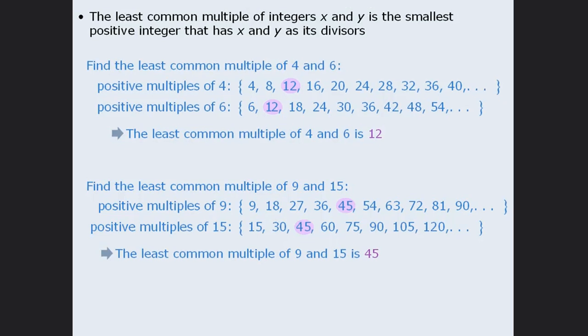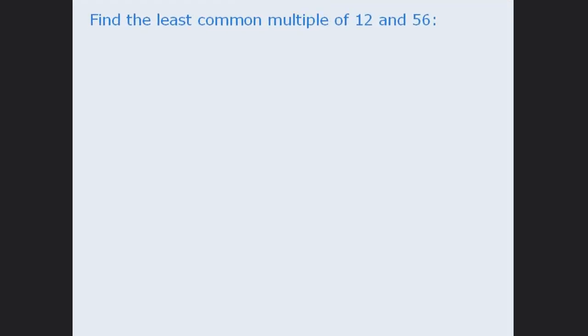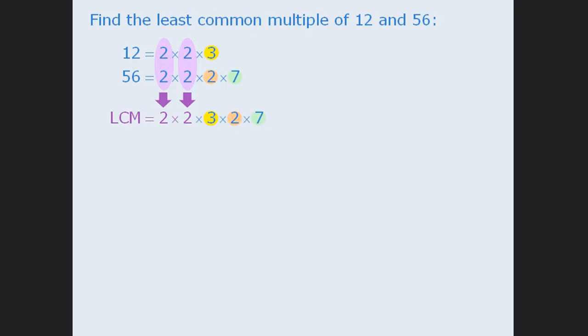Now let's examine another technique for finding the least common multiple. To demonstrate this technique, we'll find the least common multiple of 12 and 56. For this technique, we'll first find the prime factorization of 12, and then we'll find the prime factorization of 56. At this point, we'll find all of the prime factors that they have in common. Now they both share one pair of 2's and another pair of 2's, so we'll note that here. Now we'll take each of the prime factors remaining and list them with the two common prime factors. At this point, the least common multiple will be the product of these numbers, which is 168.